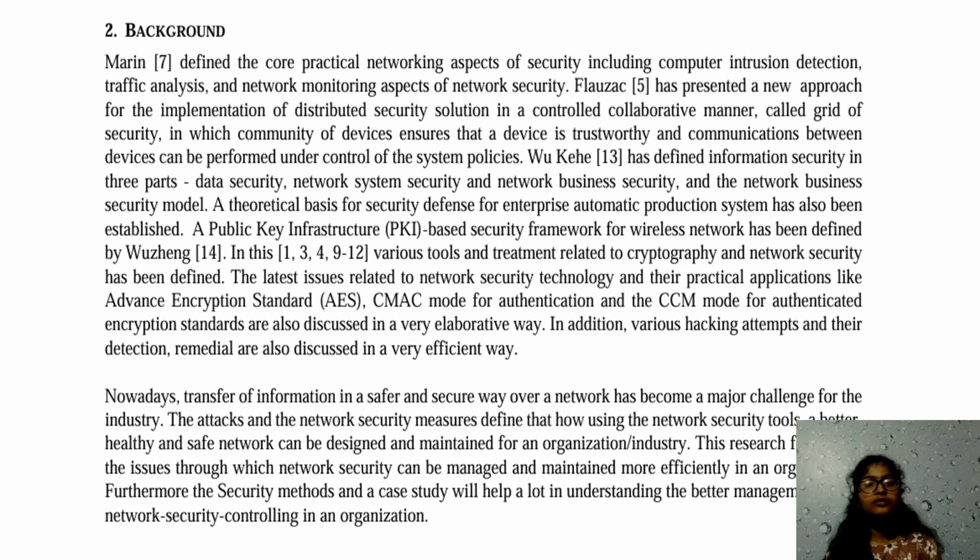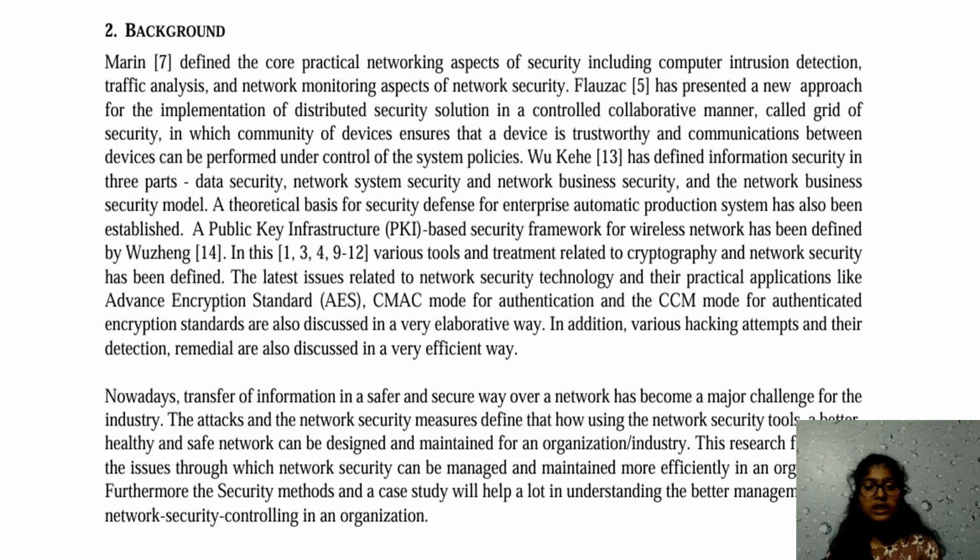So coming to the background of this paper, it highlights the key contributors to network security. Marine is the name of a person who focuses on intrusion detection, traffic analysis, and network monitoring as essential security aspects. And Flosa is also the name of a person who introduced the grid of security, where devices collaborate to ensure trust and controlled communication.